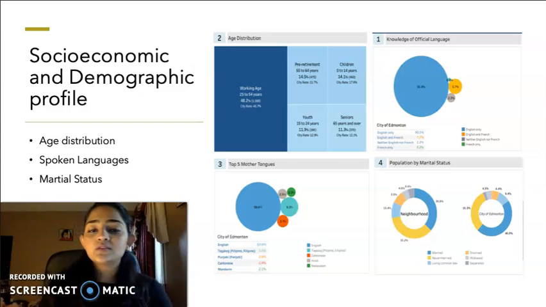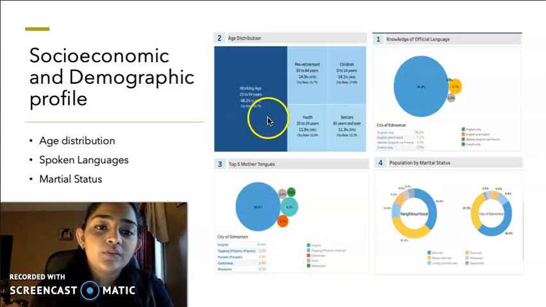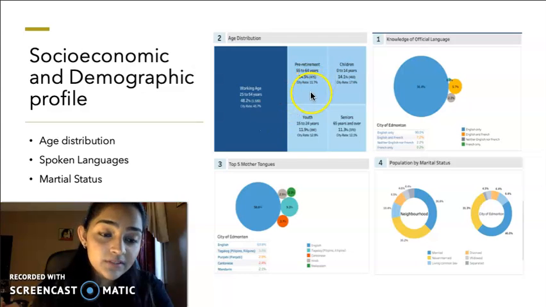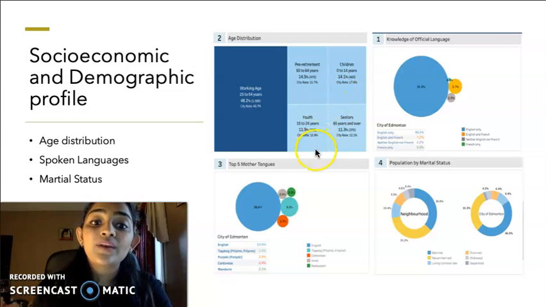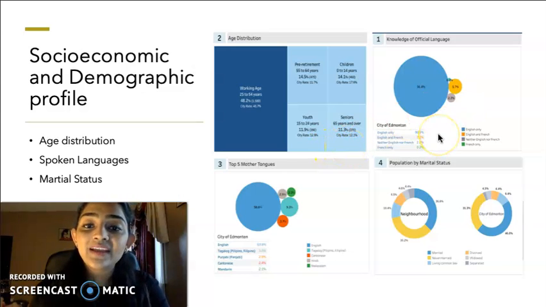So of the 3,285 people, about 48.2% are of the working age category, 14.5% are of pre-retirement age category, 14.1% are children, 11.9% are youth, and the remaining 11.3% are seniors. About 91.8% of the population living in this neighborhood speak English, 5.7% speak English and French.